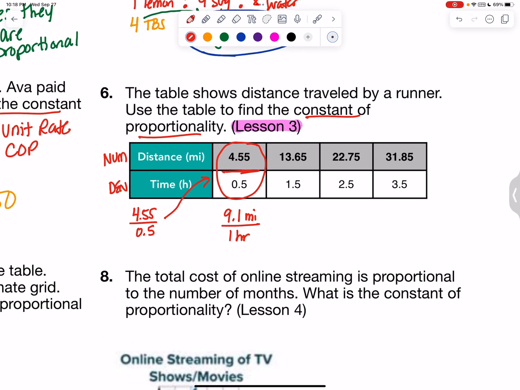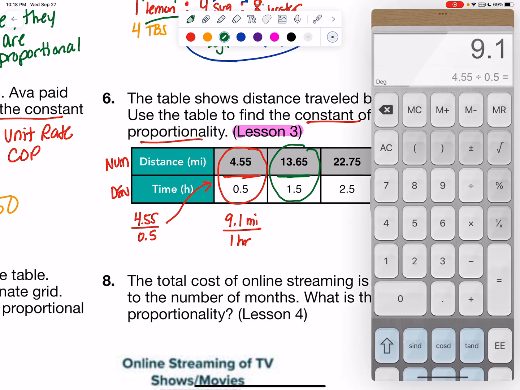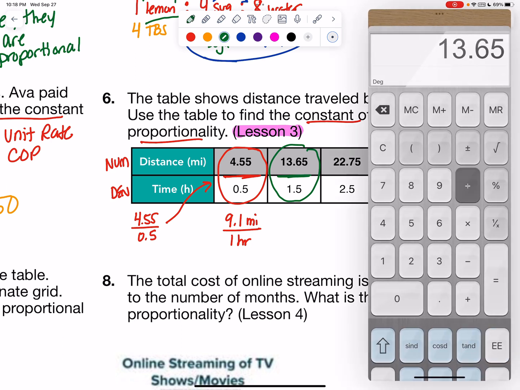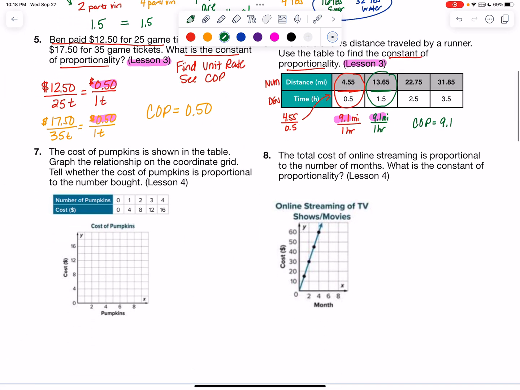Okay, so let's just go ahead and test one more to make sure this table is proportional. It should be because it's saying find the constant proportionality, so I think we're done, but let's just test it one more time and do our miles per hour. 13.65 divided by 1.5. Yep, we got 9.1 miles per 1 hour. So where's my COP? It's on top, but I need to say it to answer the question, is 9.1. Okay, all right, let's go ahead to the next lesson.